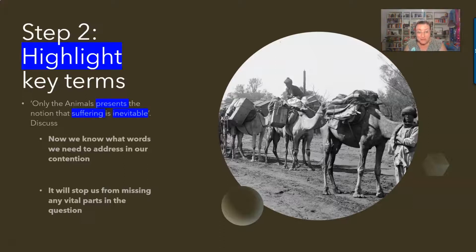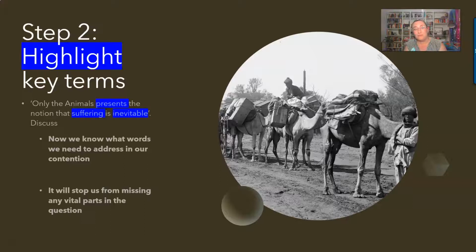So in this question, I think the important words are presents, suffering, and inevitable. Now, just for those of you who are playing at home, the word inevitable means that it's going to happen no matter what. Okay, inevitable means that you can't stop it, that it's going to happen anyway. So the question basically means that suffering is going to happen no matter what. Okay, so there are our key words.